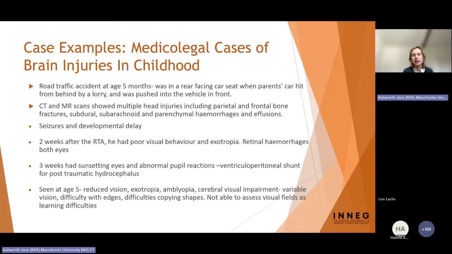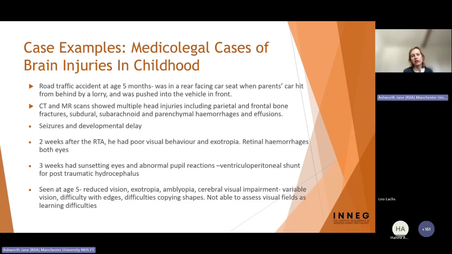Another example, a different type of brain injury this time. This was a child, very sadly, who was in a road traffic accident at the age of 5 months when they were in a rear-facing car seat in their parents' car, and the car was hit from behind by a lorry and was shunted into the vehicle in front. They had a CT and an MR scan which showed multiple head injuries with fractures and bleeding and effusions of the brain. And they had seizures and developmental delay as a result of this severe traumatic brain injury.